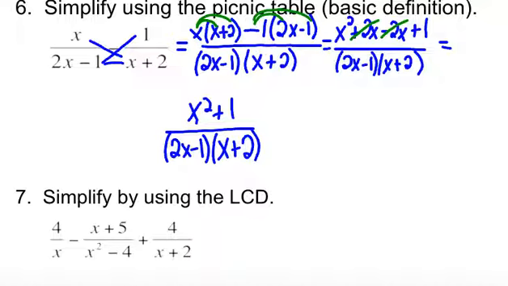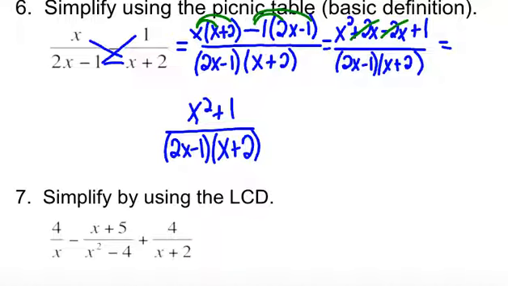Now you should also always take a look at your numerator once you're all done distributing and combining like terms. You may be able to factor this a little bit further and cancel some stuff. So sometimes that does happen. In this case it doesn't. X squared plus 1 can't be factored any further.